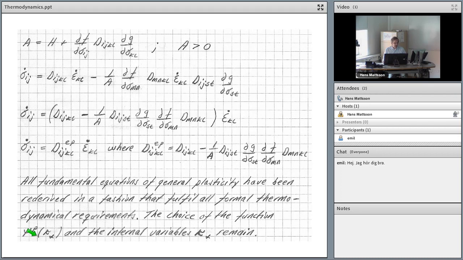The choice of the function for the internal variables in the dissipation, in the Helmholtz free energy function, and the internal variables remain. We haven't solved for those yet. But then we can draw the conclusion that this kind of plasticity derived like this is fulfilling thermodynamical requirements so far.